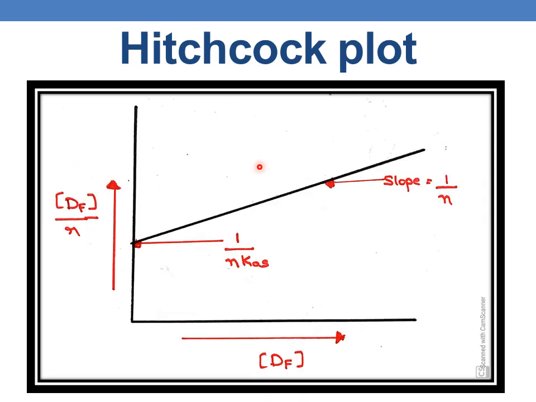In the case of Hitchcock's plot, a plot of [Df]/R versus [Df] is taken and it yields a straight line with slope equal to 1/N and whose y-intercept is equal to 1/(NKa).